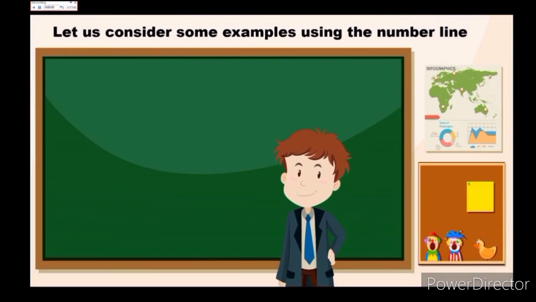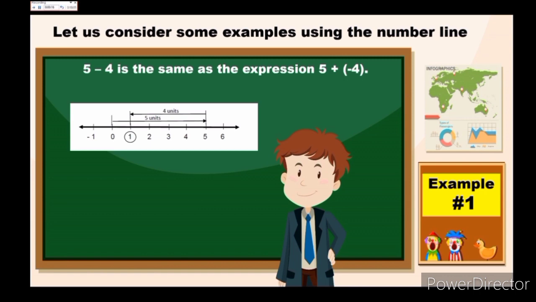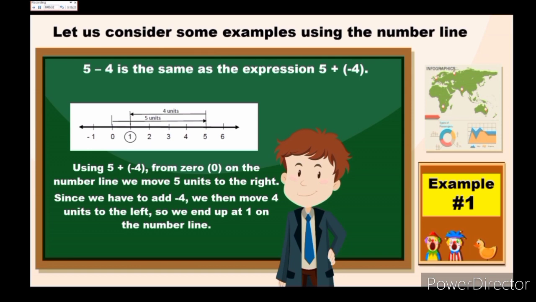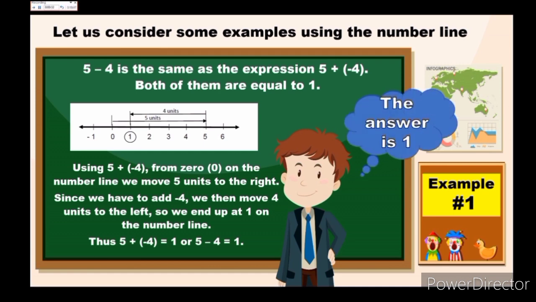Let us consider some examples using the number line. 5 minus 4 is the same as the expression 5 plus negative 4. Now, look at the number line. Using 5 plus negative 4 from 0 on the number line, we move 5 units to the right. Since we have to add negative 4, we then move 4 units to the left, and we end up at 1 on the number line. Thus, 5 plus negative 4 is equal to 1, or 5 minus 4 is equal to 1. Both of them are equal to 1. So our answer is, yes, 1.